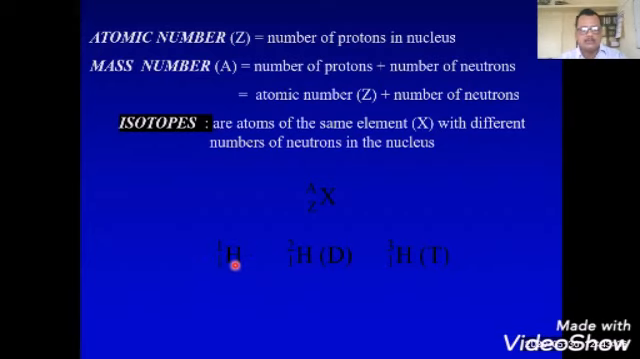They are atoms of the same element, so they have the same atomic number, because atoms of the same element will have the same atomic number, but their mass number is different because they contain a different number of neutrons.